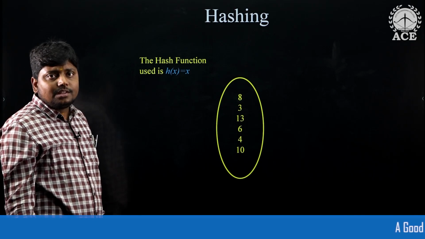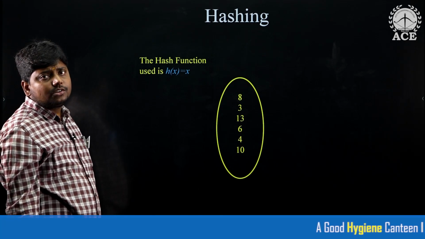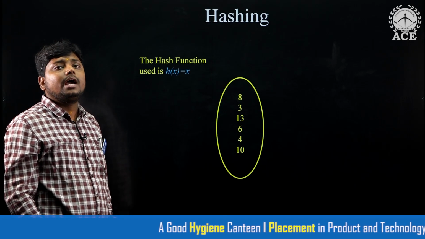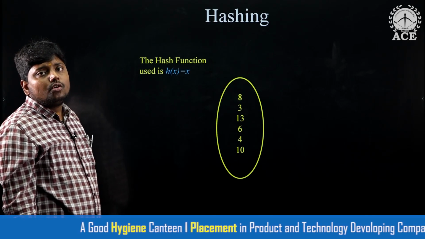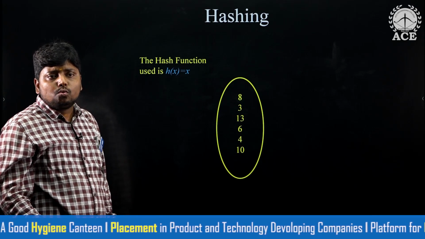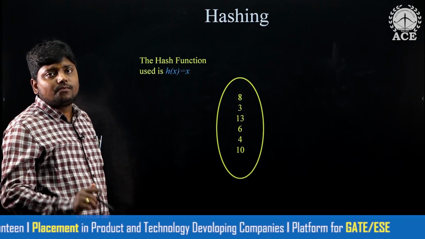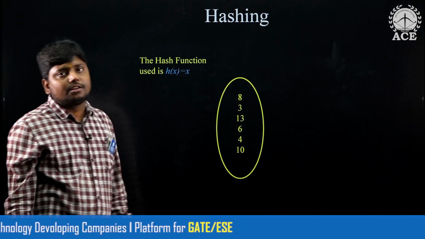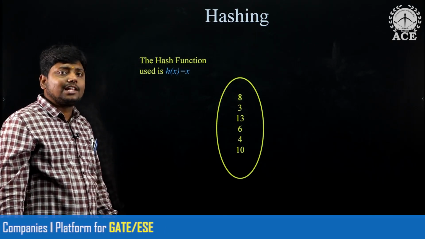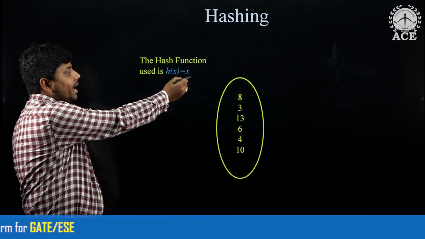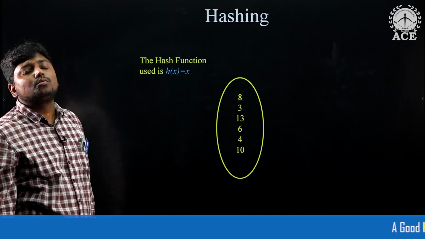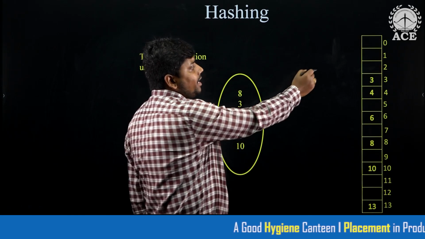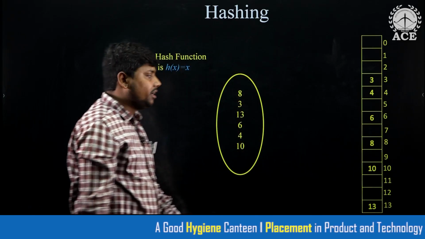The definition of hashing says the same, that elements of a list should be stored in a hash table with the help of a hash function. So we need three things to store the element. The first one is the element itself, that we have here as 8, 3, 13, 6, 4, 10. The next is the hash function, which is given here as h(x) is equal to x, and the next one is the hash table. So this is the hash table, and the index value runs from 0 to 13.